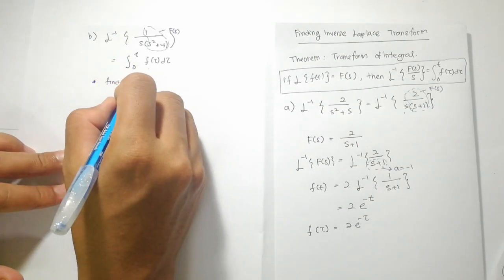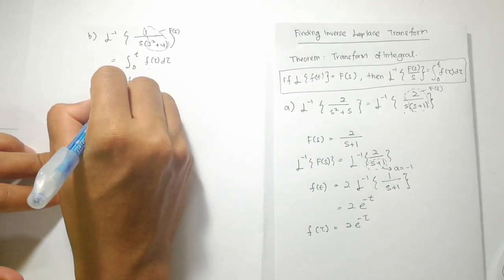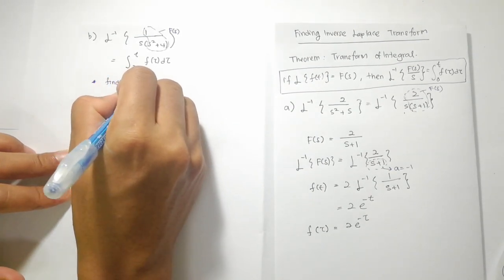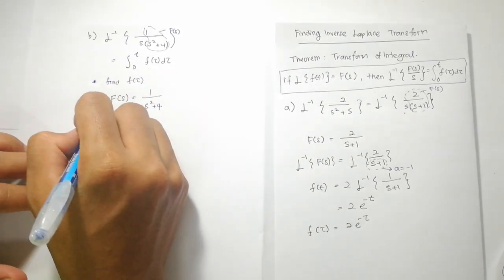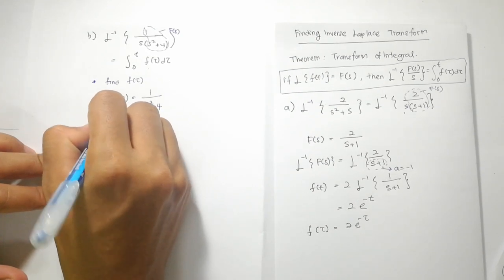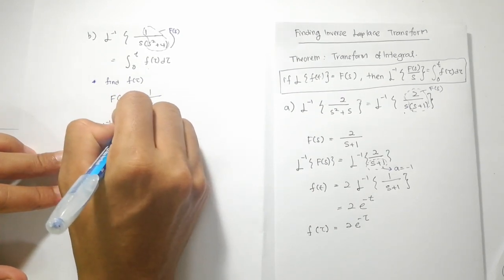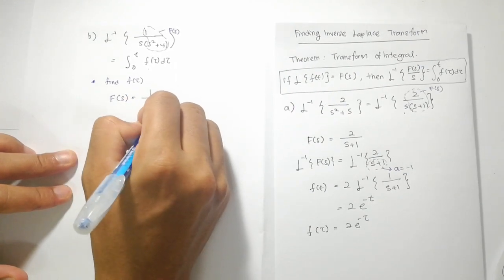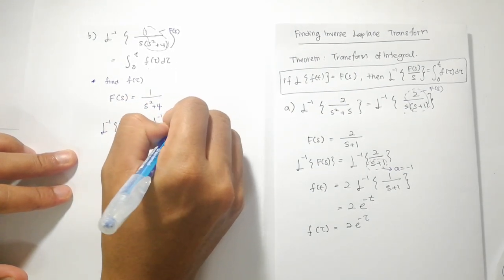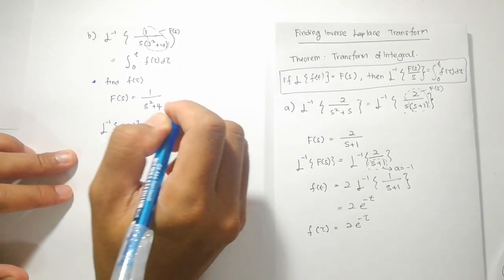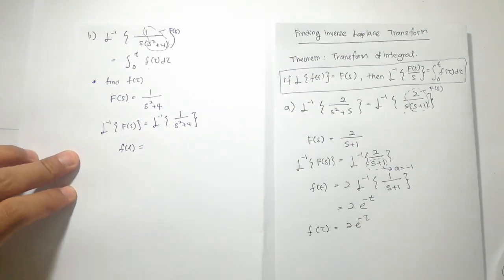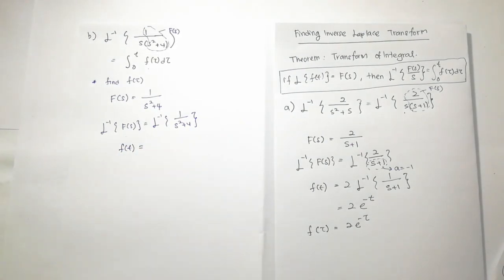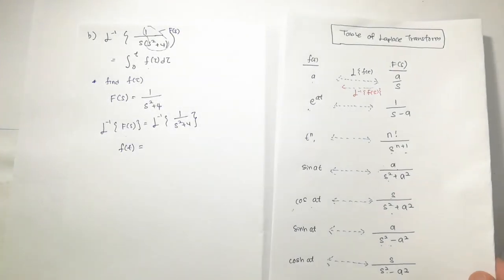So f(τ) can be found using F(s), which is 1 over s squared plus 4. When we do the inverse Laplace transform for 1 over s squared plus 4, this will give us our function f(t). And for this one, we need to refer to the table of Laplace transforms, which is this one.